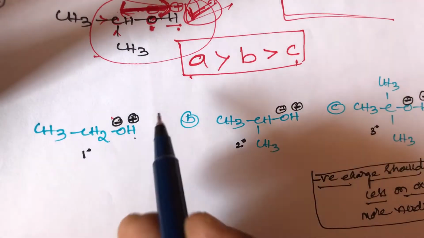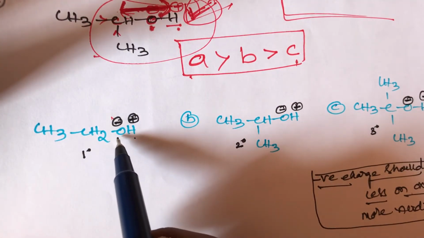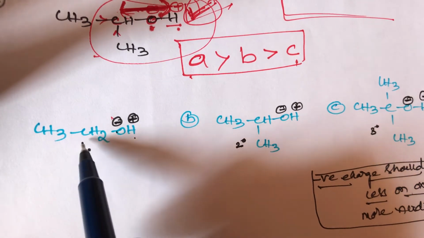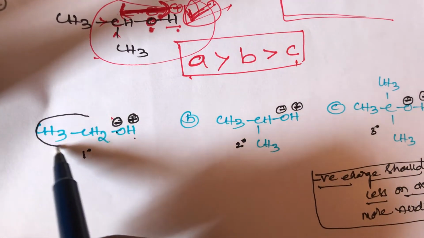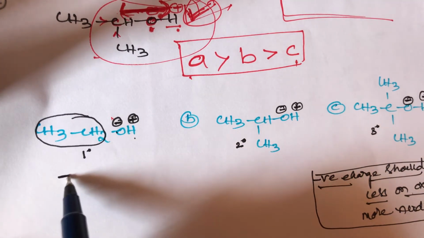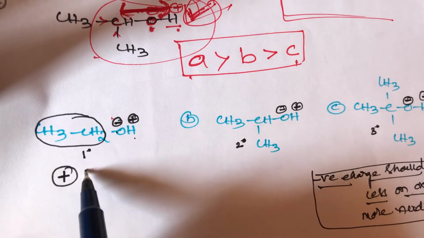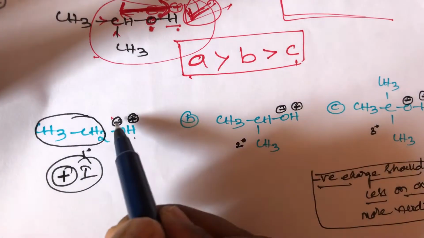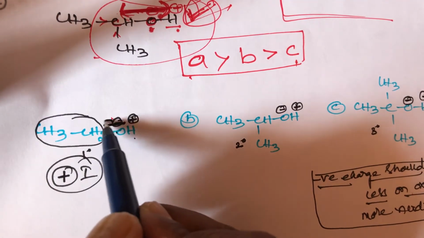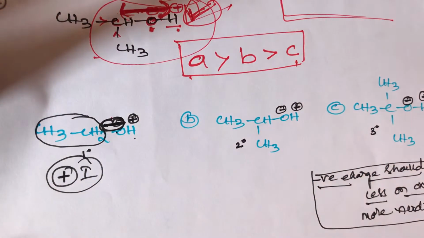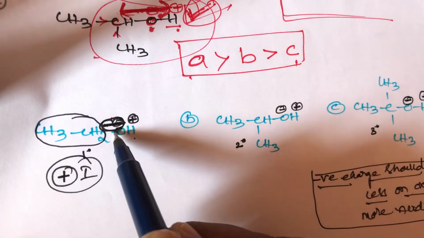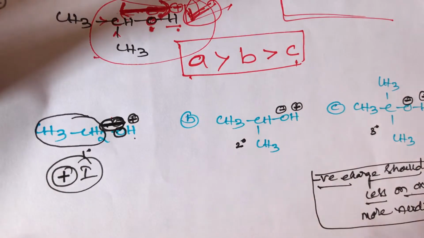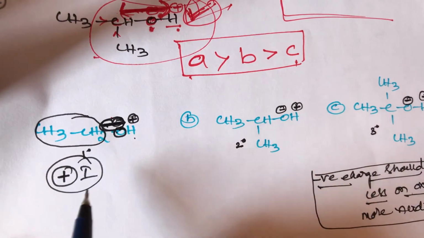Now find out the first one. In this first compound, the OH group is there, beside the oxygen is the ethyl group. What is the role of the ethyl group? This ethyl group belongs to the plus I group. What is the role of a plus I group? A plus I group is always electron releasing. So that's why the negative charge slightly increases on oxygen. Density increases on oxygen, simple, students. Density slightly increases on oxygen due to the presence of the plus I group.